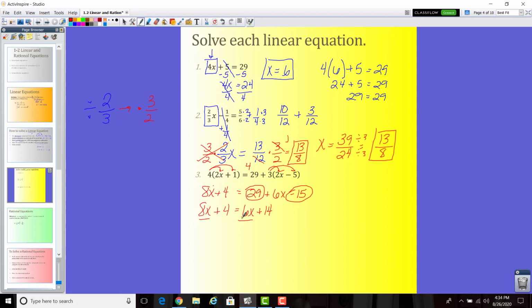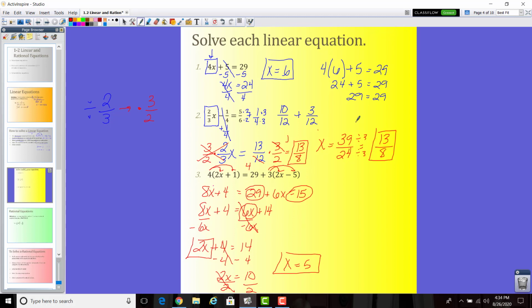I always try to move the smaller one, so I'm going to move this 6x, so I'm going to subtract it. 6x minus 6x will cancel it out there. I will subtract 6x over here, and I get 2x plus 4 equals 14. Now all my variables are on the left, so I need to move this plus 4 to the right, so I'll subtract it. So 2x will equal 10, and then the opposite of multiplying by 2 is dividing by 2. I have to do that to both sides, so x would equal 5.